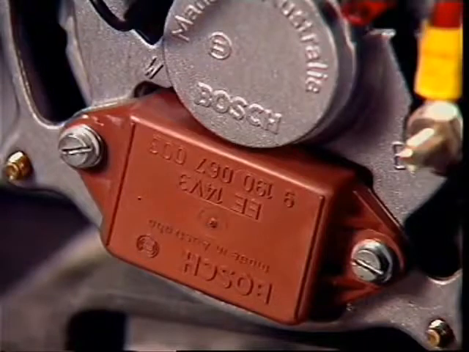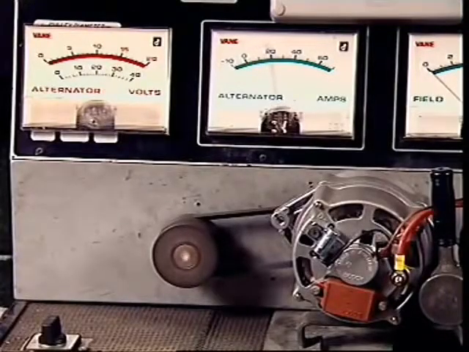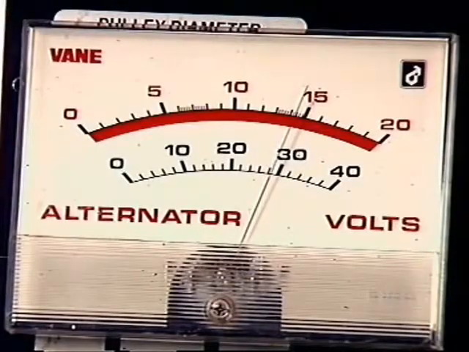A voltage regulator monitors battery voltage and varies current flow through the rotor field circuit and thus controls the strength of the rotating magnetic field. This keeps system voltage to a safe level.